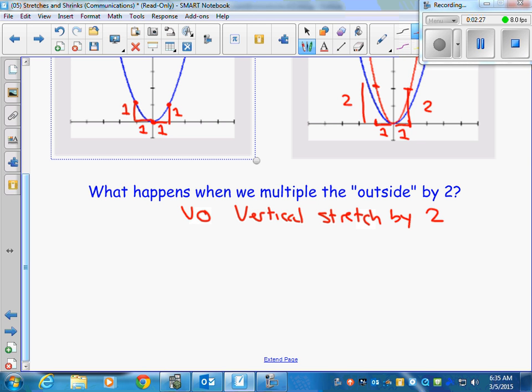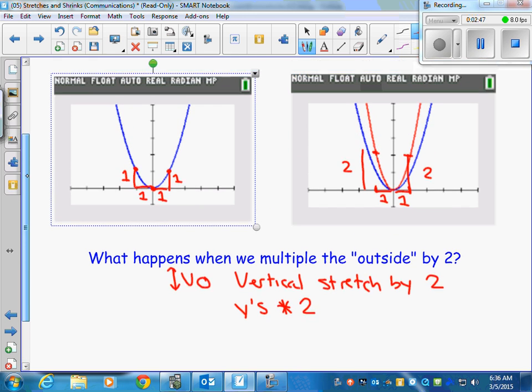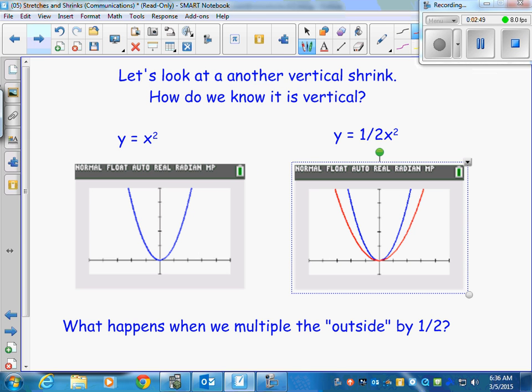If we think of vertical stretches, we remember that verticals are always affecting our y values. So our y values are getting multiplied by 2. The head shake rule on that outside tells us we trust what we see. We have a multiplier of 2 on the outside, so we multiply all of our y values by 2.